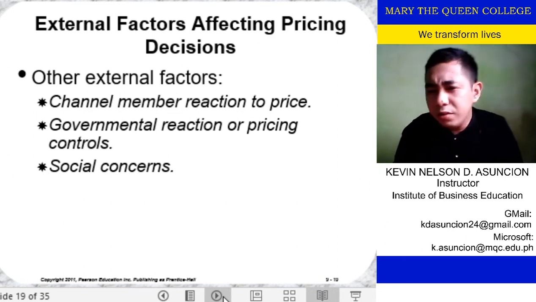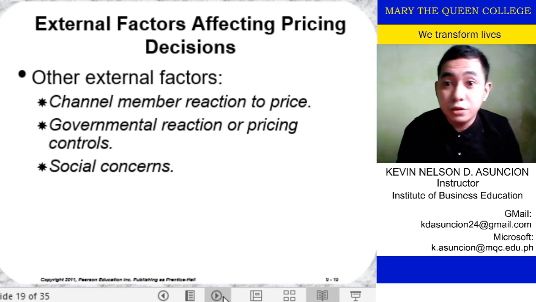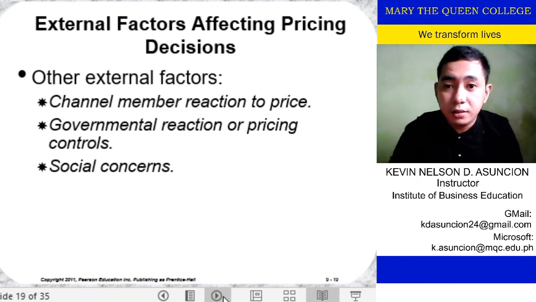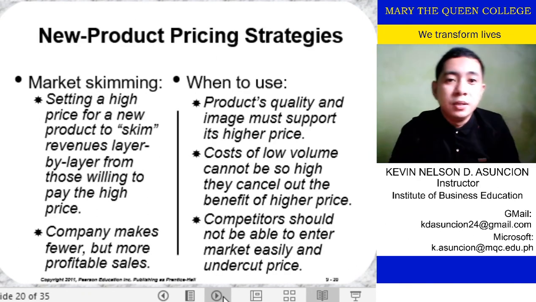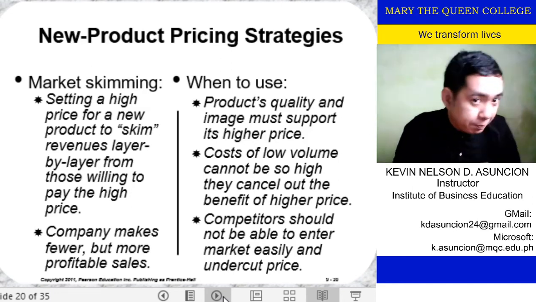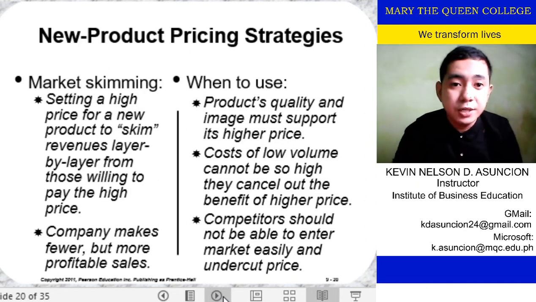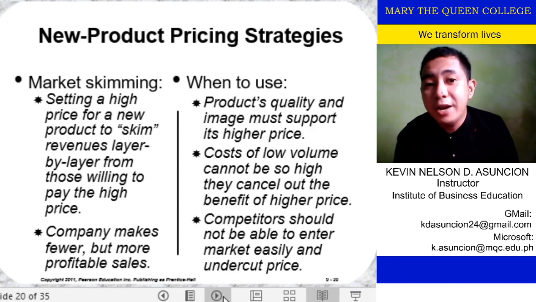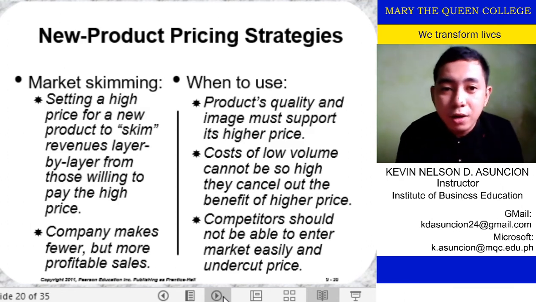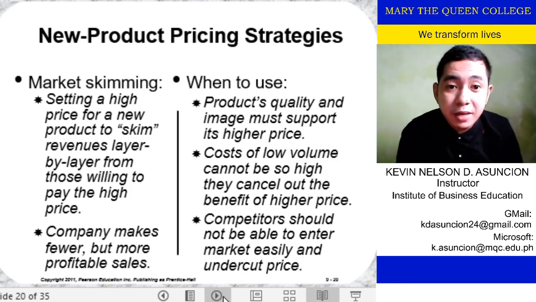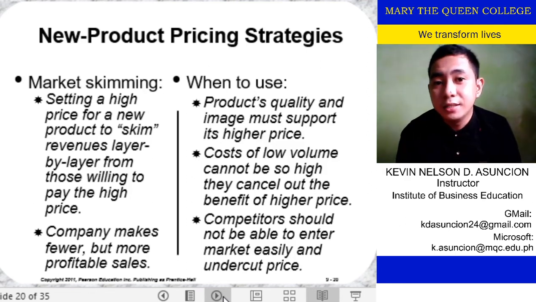So how do you deal with prices here? Of course, as a company you need to survive with the ongoing pandemic. So your new product pricing strategy may be, look at this, market skimming, which is setting a high price for a new product to skim revenues layer by layer from those willing to pay the high price. Again, for those who are willing to pay the higher price. And then the company makes fewer but more profitable sales.